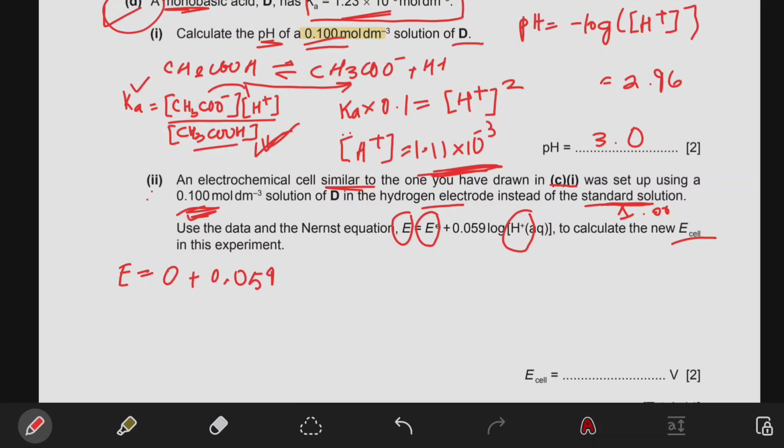So we can write down directly: log of 1.11 × 10^-3 would give us minus 0.17 volts.